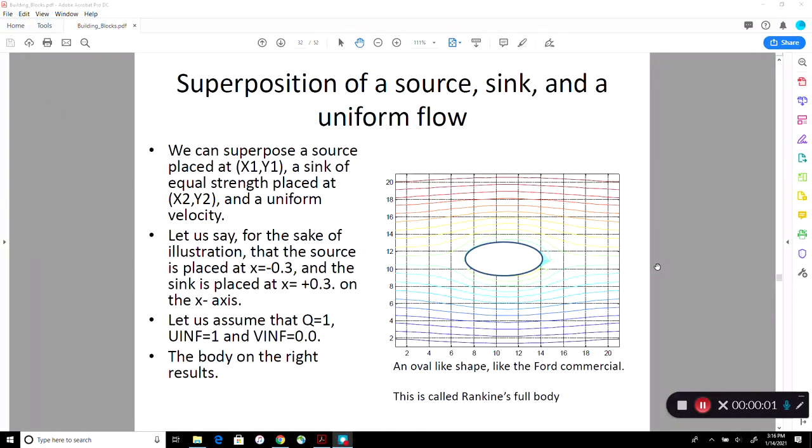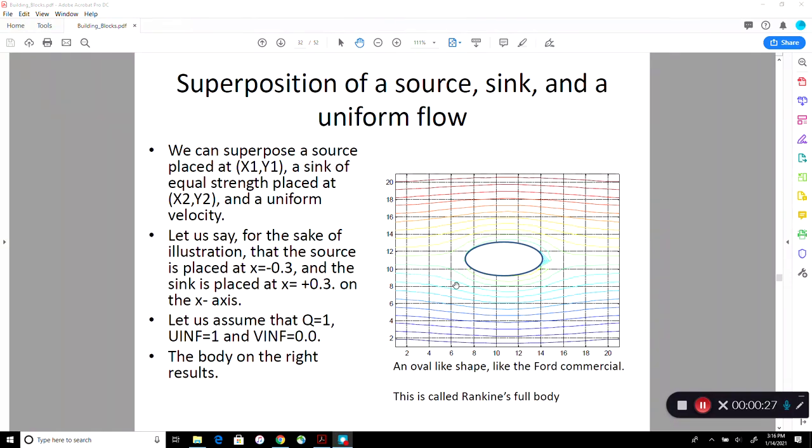We will continue our discussions of building blocks. In our last video, we built three building blocks. One is a uniform flow, the other one is source, the third is a sink. Then by snapping them together, we were able to get some interesting flows, such as a flow over an oval-shaped body, which is called Rankine's full body.